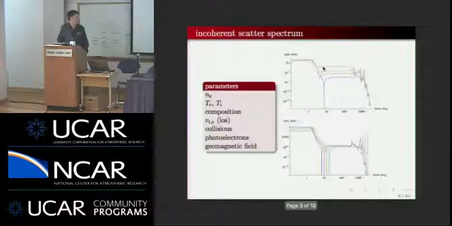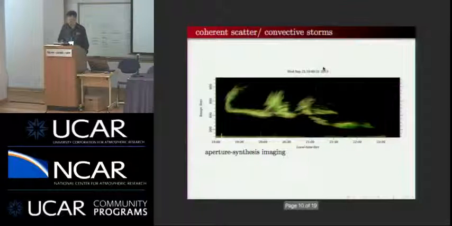But you can go up higher still. These are just some incoherent scatter spectra. And I want to point out that in addition to utilizing the ion line, there are also the plasma lines and the gyro line. And these are being routinely measured now at Arecibo. That would be something we'd want to do with this radar, because there's just more information to be extracted that way.